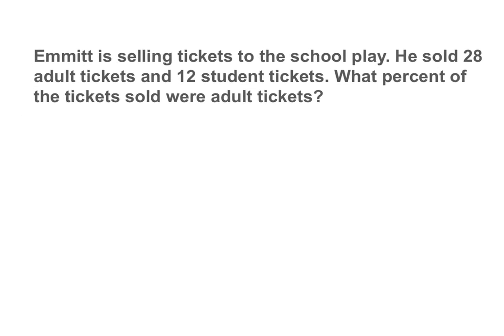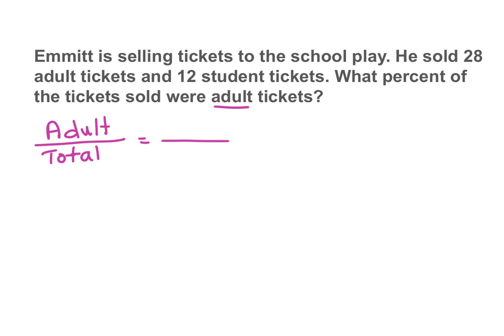Okay, Emmett is selling tickets to the school play. He sold 28 adult tickets and 12 student tickets. What percent of the tickets that were sold were adult tickets? So we need a percent, but we can't just start with a percent. We usually start with fractions, and we want to know what percent were adult. So I need to think about my word fraction as being adult over total. Remember, total is always the bottom of every fraction.